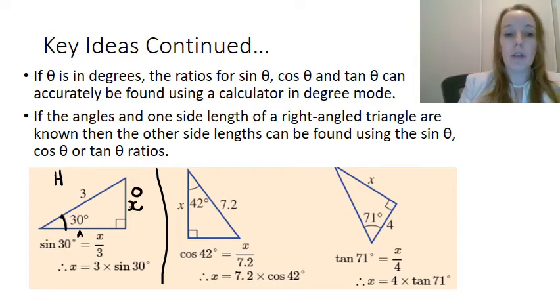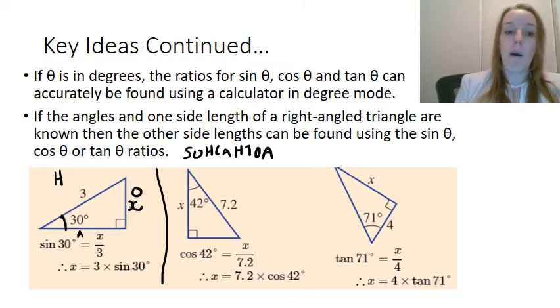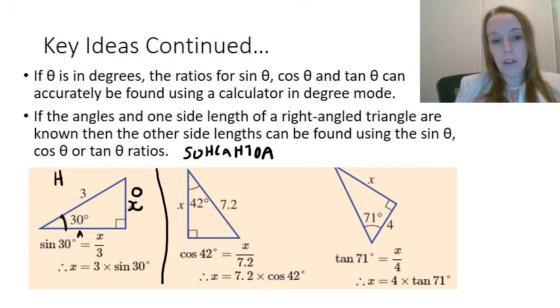So we are going to use whichever of our SOHCAHTOA relates to the opposite and hypotenuse, which we know is sine. So sine of our angle equals our opposite over our hypotenuse. We can fill in what we know. So we know our angle is 30, so sine 30 equals our opposite, which is x, over our hypotenuse, which is 3. So then we can just solve for x.